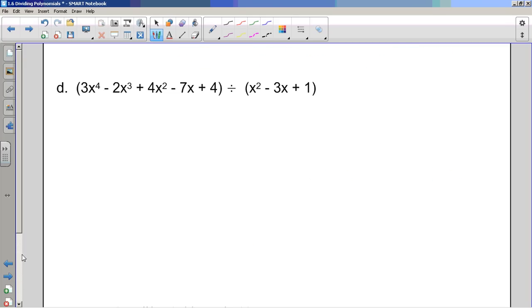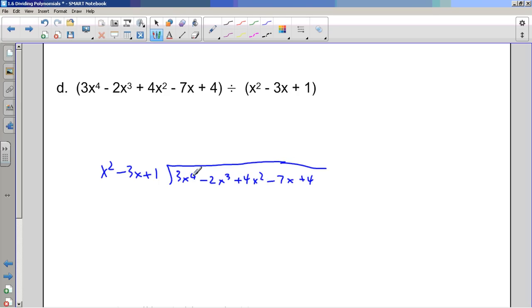Last one. Ooh, dividing by a quadratic. As we'll see, and you're going to come across some weird ones in the homework. If we just trust the pattern, everything works out great. So I'm dividing by this into a quartic. I don't need any placeholders. All is good.